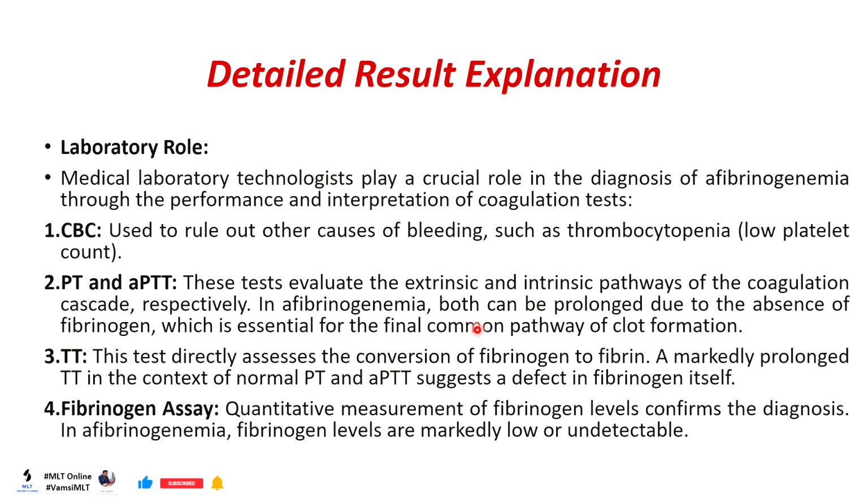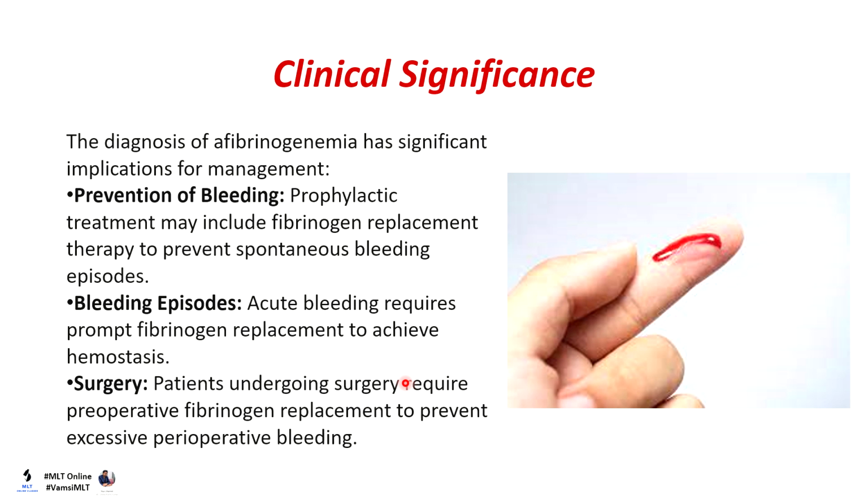A markedly prolonged thrombin time in the context of normal PT and APTT suggests a defect in fibrinogen itself. Fibrinogen assay: it is a quantitative measurement of fibrinogen levels, confirming the diagnosis in afibrinogenemia. Fibrinogen levels are markedly low or undetectable.